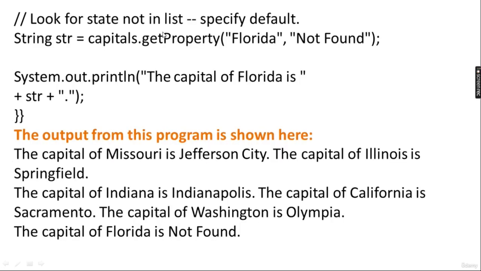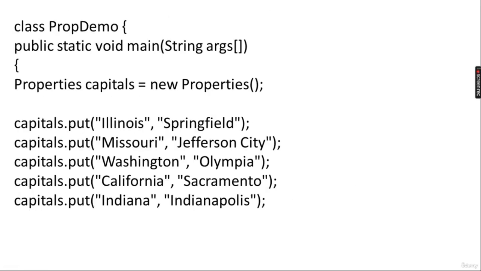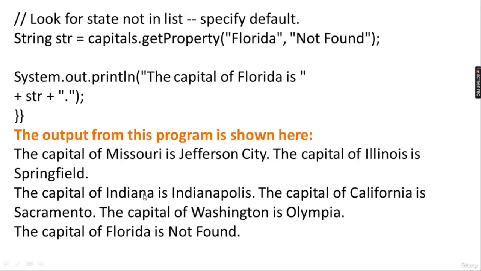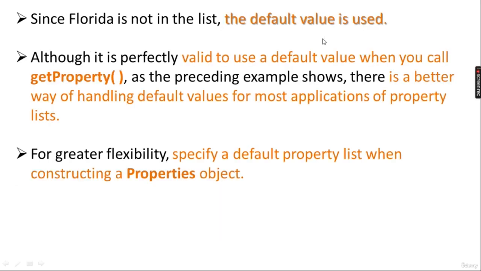Okay. Look for a state not in the list, with no default specified. Capitals.getProperty("Florida", "Not Found"). Here Florida is not present. So what will it do? If it is not found, it will display not found. Capital of Missouri is Jefferson City. Capital of Illinois is Springfield. Capital of Indiana is Indianapolis. Capital of California is Sacramento. Capital of Washington is Olympia. The capital of Florida is not found, which is the default property. Since Florida is not there, the default value is used.